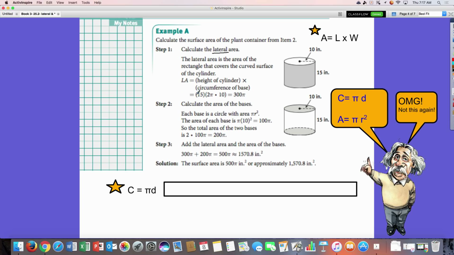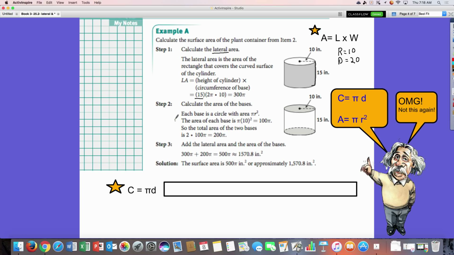So they've got 15, right? There's the height. This part from here to here, 15. And the circumference, 2 pi times 10, or I always say pi d. But that's the same thing, right? If the radius is 10, what's the diameter? Radius is halfway across, that's 10. Diameter all the way across, that's 20. You're going to need that. So they take that, and it's 300 pi.